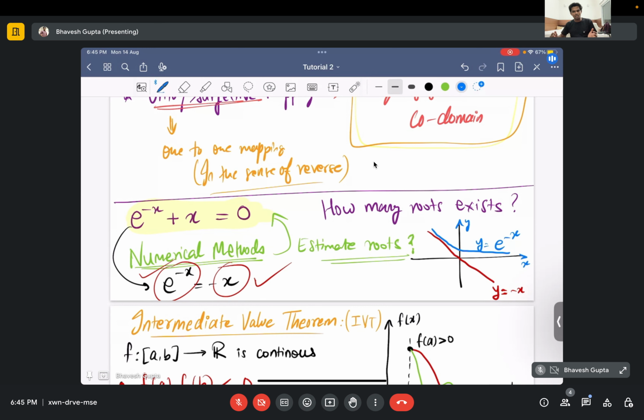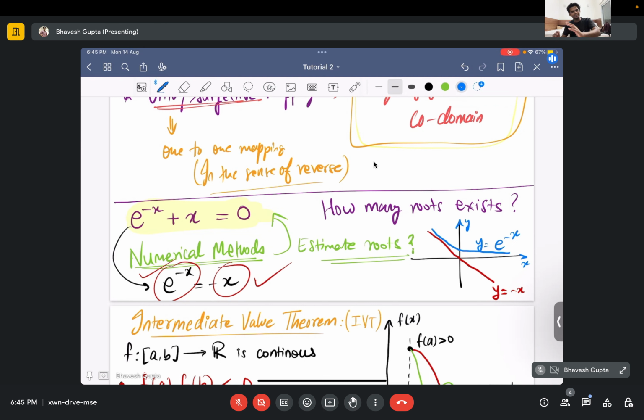You can see this red line and this blue line, they don't intersect. Actually, what happens is the red line becomes an asymptote for this e to the power minus x at infinity somewhere.